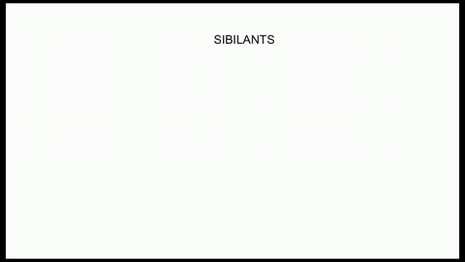A sibilant is a hissing sound. There are 3 kinds of hissing sounds in Sanskrit. The first is a palatal śa. This is the sh of Shiva. The second is a cerebral ṣa. This is the sh of Krishna. And the final is the dental sa.